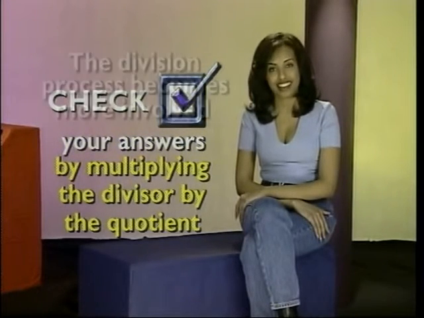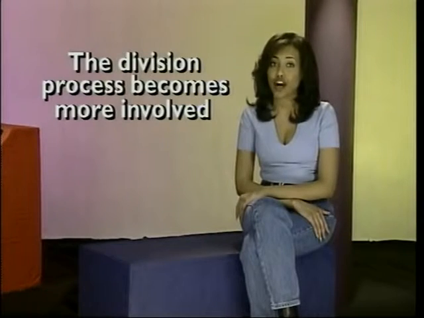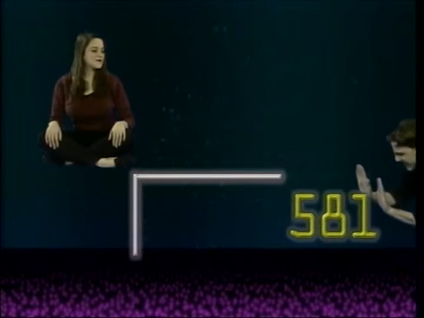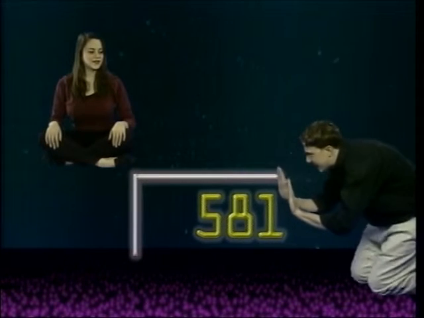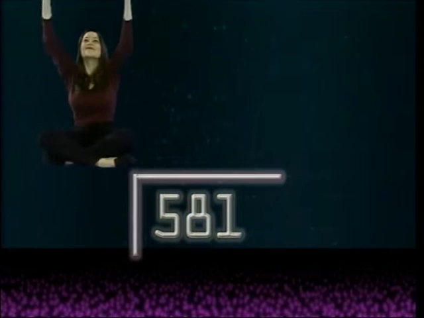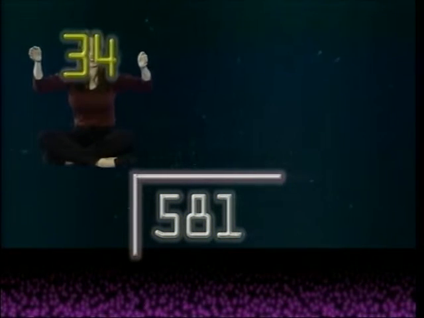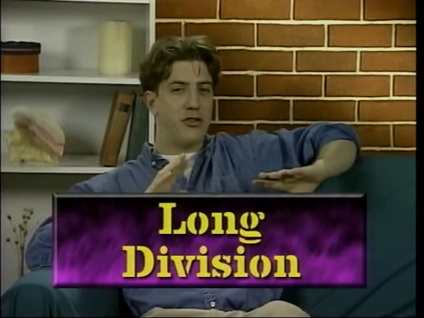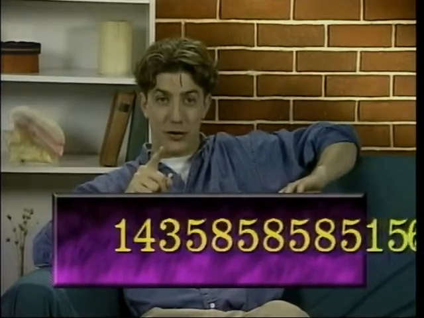Just like everything else, the division process becomes more involved when we're dividing larger numbers. Picture this problem. First, we'll put the numbers into the proper format. The dividend, 581, goes underneath the division sign. It's being divided. The divisor, 34, goes to the left of the division sign. What we're about to show you is called long division, because there's long numbers to divide.